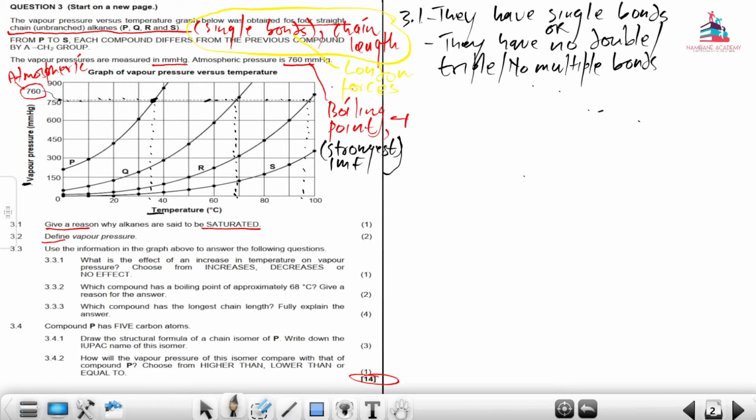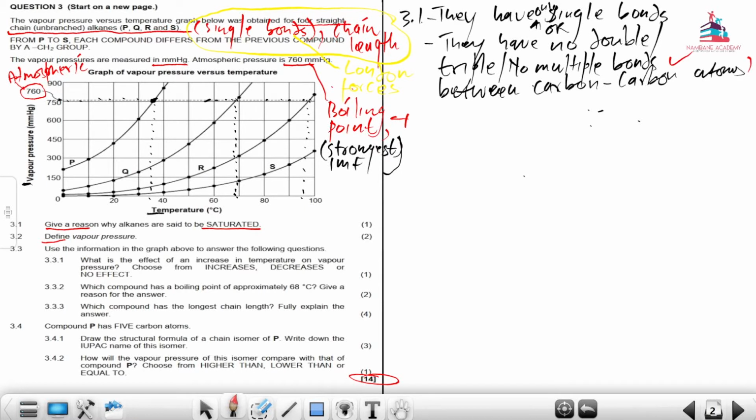It's important also to emphasize where these no multiple bonds are, between carbon-carbon atoms. So that is very, very important. It's very key also that they have only single bonds. So with that, we'll get just 1 mark.